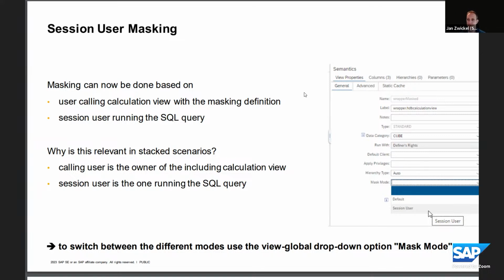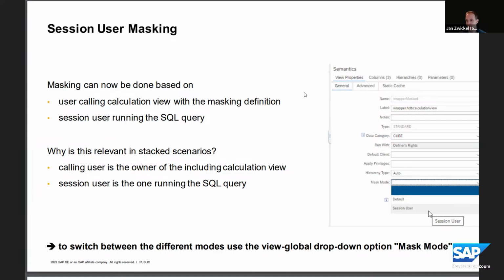In the past, this user was always the calling user, which meant that if you had a stacked calculation view scenario, where a calculation view consumed another calculation view, the calling user was the calculation view, which meant it was a technical user. So whether you saw the data or not did not depend on the user who queried the calculation view, but on the last caller, which was in this case a calculation view, and therefore the object owner of the HDI container.